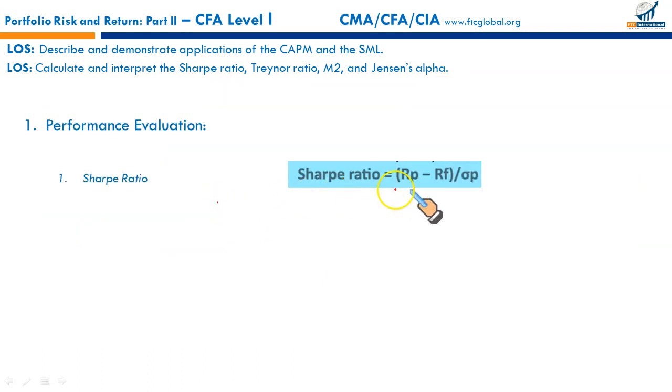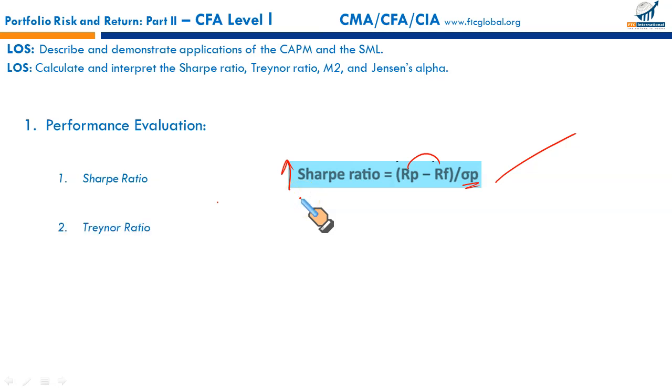Sharpe ratio is given by this formula, and I'm very sure you would remember this from your quants reading. We discussed this concept there in detail. Just a quick overview: what is the Sharpe ratio? It is RP minus RF, that is the risk premium, divided by the portfolio risk. So the point to remember here is that the portfolio with the highest Sharpe ratio has the best performance.